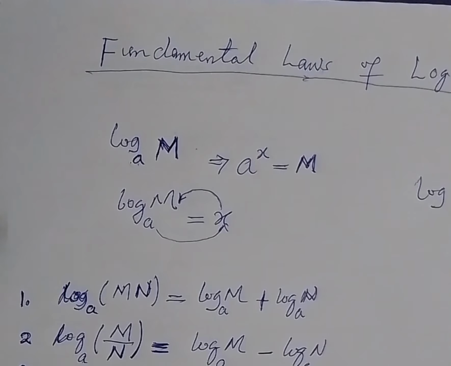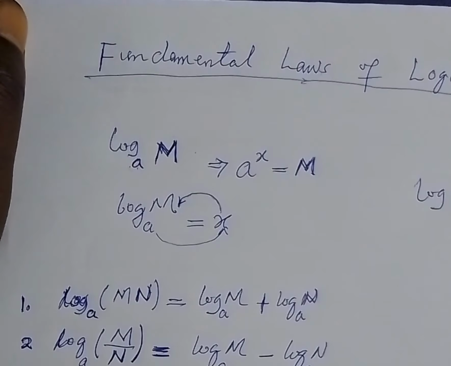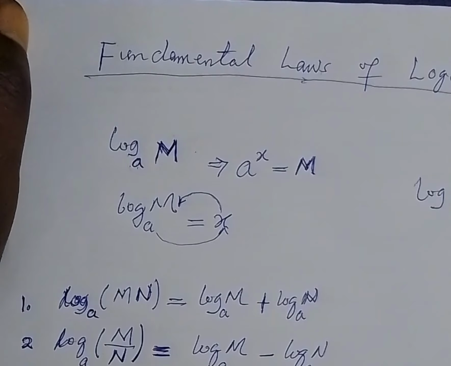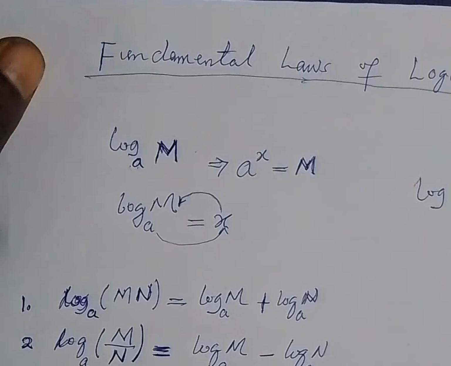Then of course, we move on to the fifth law. Now this says that if you have m, for example, and then m is raised to power x, and you have the logarithm of m to the power x, taken to a base a, then the law says that this power x becomes a coefficient to the log. So it means that this will become x log m to base a. Hope that is clear.